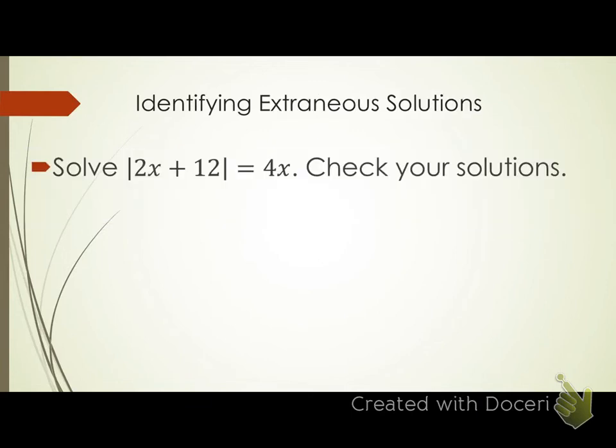Okay, let's look at an example. Solve the absolute value of 2x plus 12 equals 4x. Check your solution. Solve the absolute value of 2x plus 12 equals 4x.